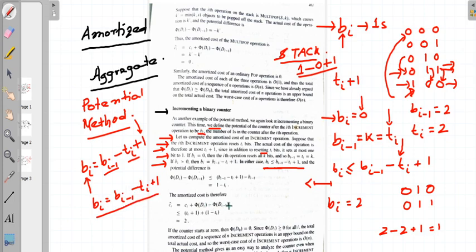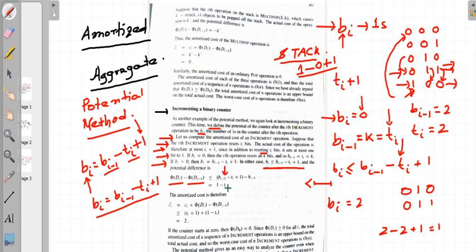Okay, so now what will we have? What will be the potential difference? Phi di minus phi di minus 1 will be less than or equal to this. So instead of this, it will be bi minus bi minus 1. So what is bi? That is less than or equal to this, so that is plugged in here.